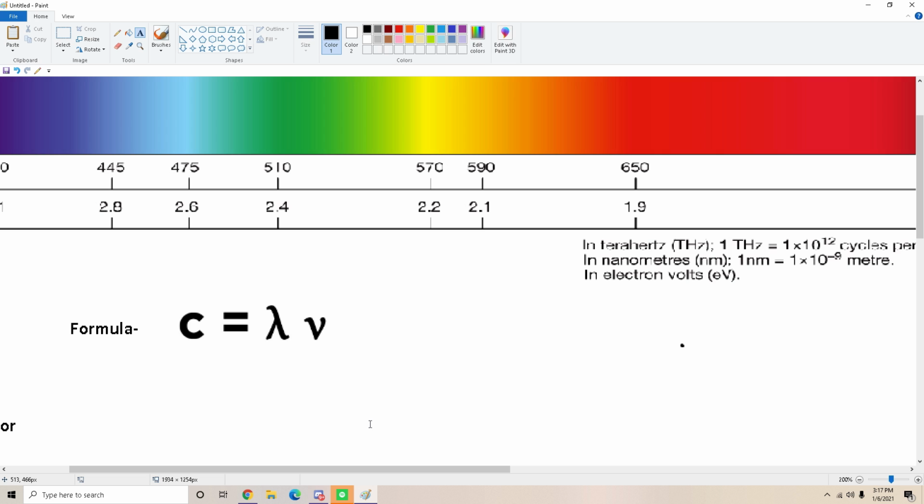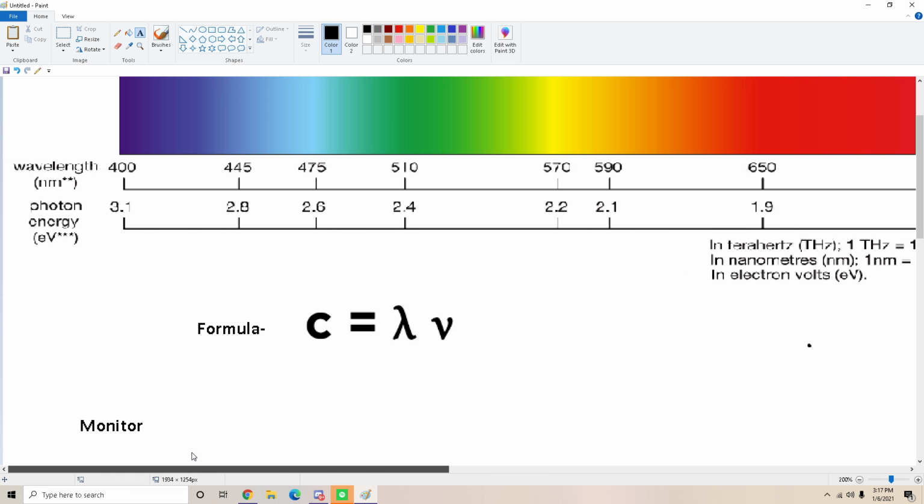Okay, now I'm going to talk more about electromagnetic radiation. All electromagnetic radiation moves at the speed of light, which is about 300 million meters per second in a vacuum. All waves travel at a speed that is equal to their wavelength times their frequency. This is the formula right here.